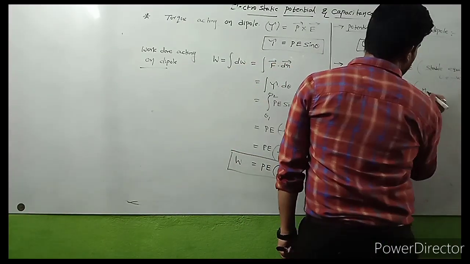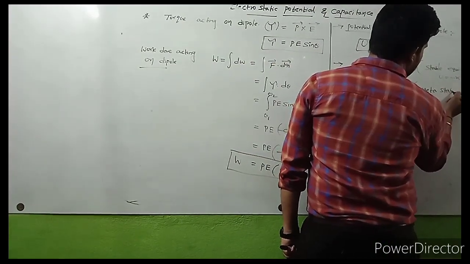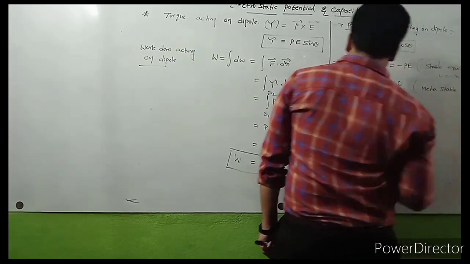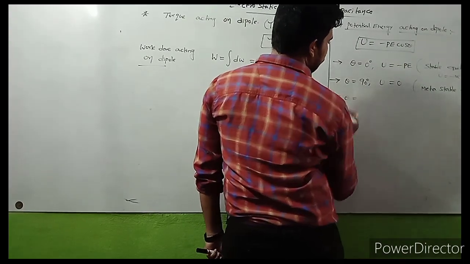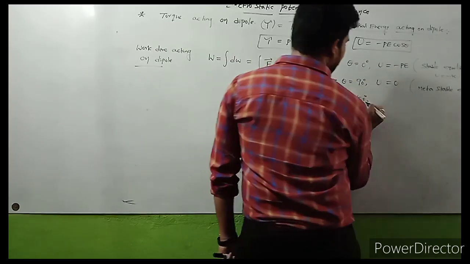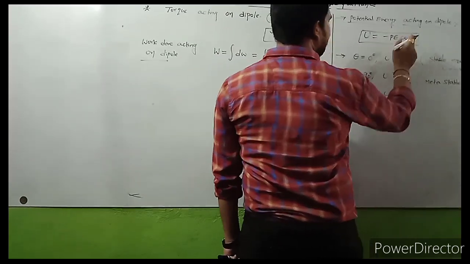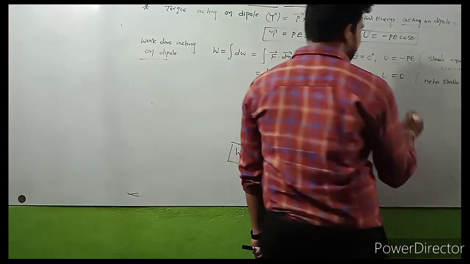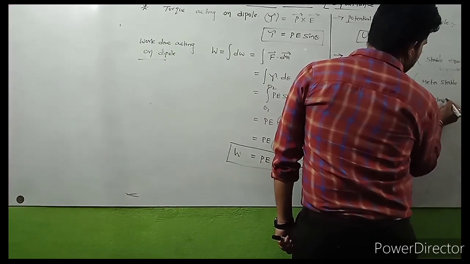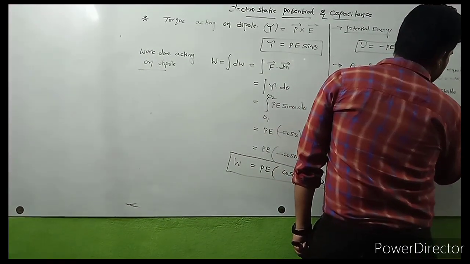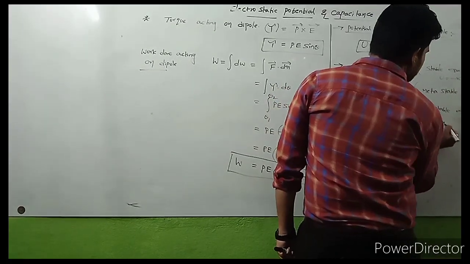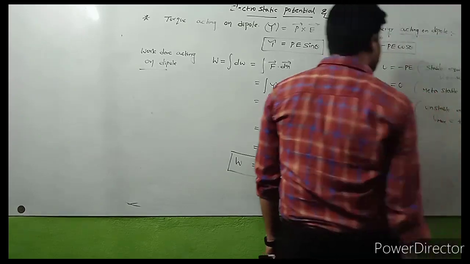Next, if theta is equal to 90 degrees, U is equal to 0. This position is called the metastable equilibrium position. Next, if theta is equal to 180 degrees, U is equal to minus cos 180, which is minus 1, minus of minus, plus P E. This is nothing but unstable equilibrium. Unstable equilibrium means the potential energy is maximum. That value is positive, U max is positive.